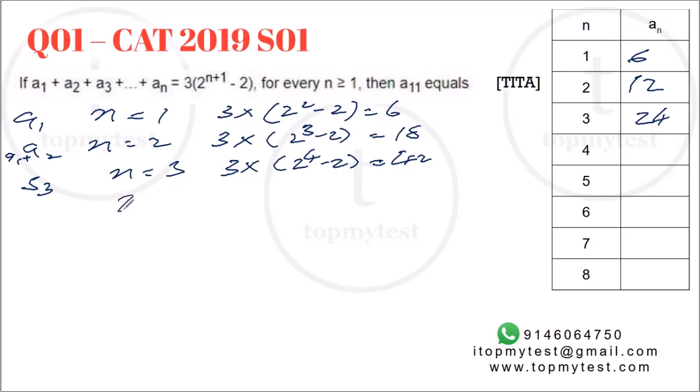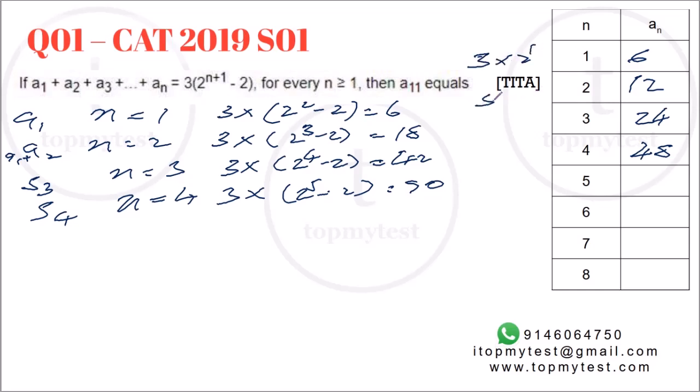Just to verify, you actually don't need to do it in the exam, but just to verify, 3 into 2 to the power 5 minus 2. 2 to the power 5 is 32, 32 minus 2 is 30, 30 into 3 is 90. Right, this is sum of the first four terms. Sum of the first four terms minus sum of the first three terms, the difference will be the fourth term. Right, fourth term will be 90 minus 42, 48. Again, doubling of this. Right, so you can rewrite this as 3 into 2 to the power 1. This is 3 into 2 to the power 2. This is 3 into 2 to the power 3. 3 into 2 to the power 4 and so on.